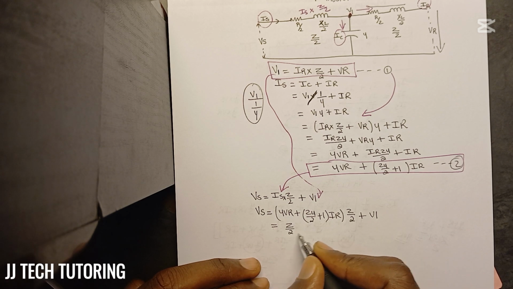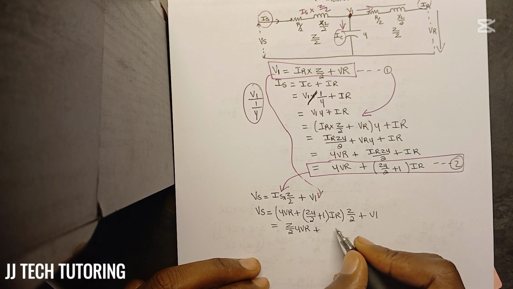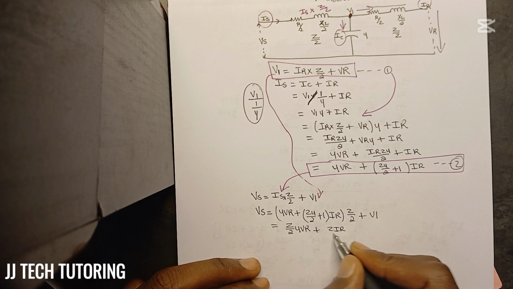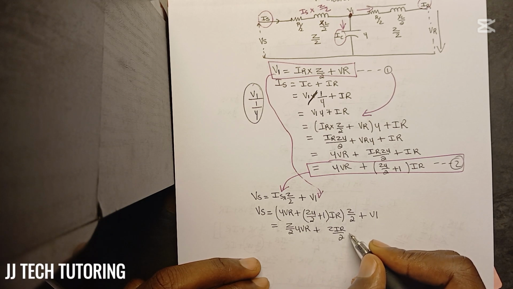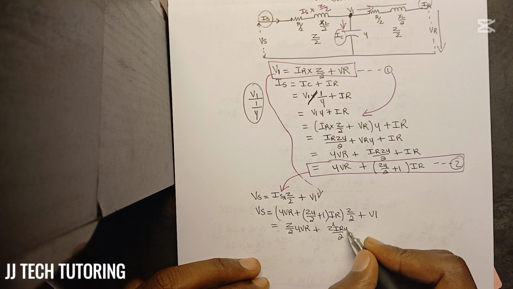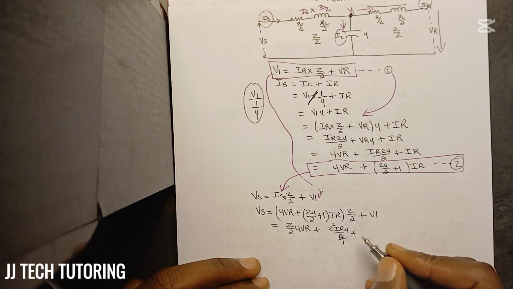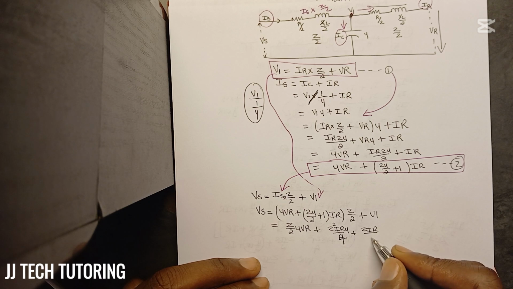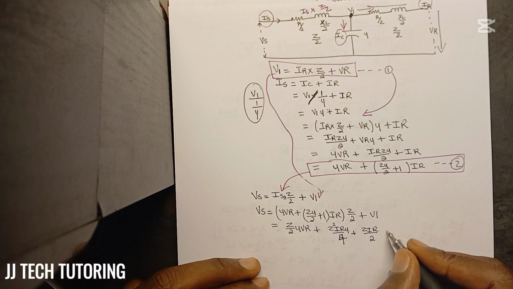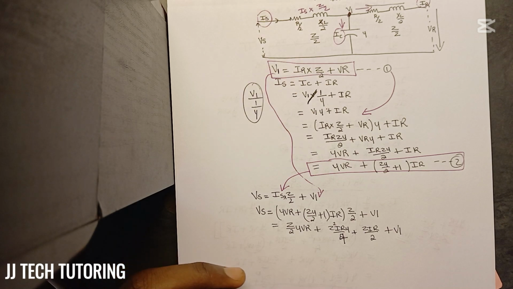Z over 2 YVR plus ZIR over 2, all into it's going to be Z squared Y and will give us 4, right? Then from there we're going to take it where? Here. So it's going to be ZIR over 2, because now we're multiplying it by this. Then V1, right? Then V1.